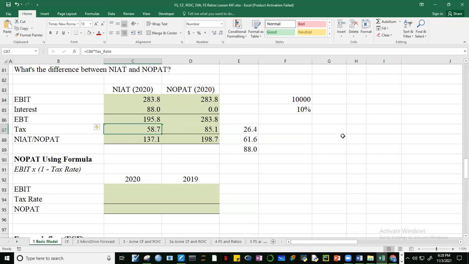When we go to the discussion of leverage, we'll explain this in greater detail next time. Suffice it to say that the use of interest provided the company with a tax savings of 26.4. However, the NOPAT will still be higher. By how much? It will be the interest. So let's take a look at what happened to your interest.